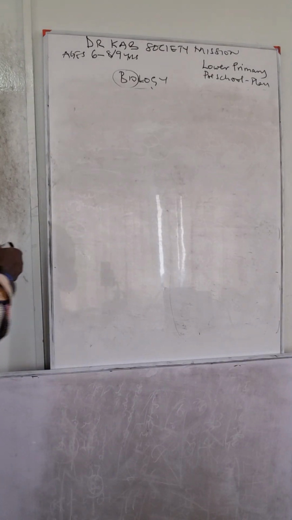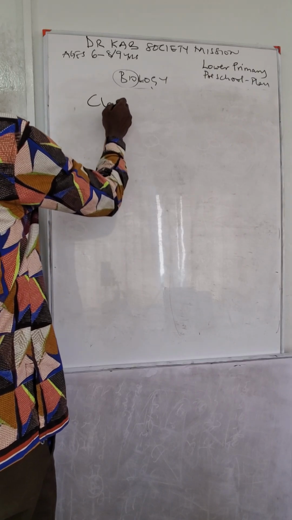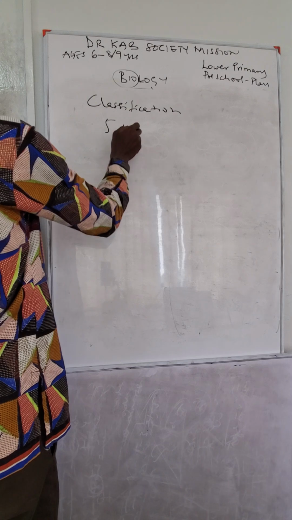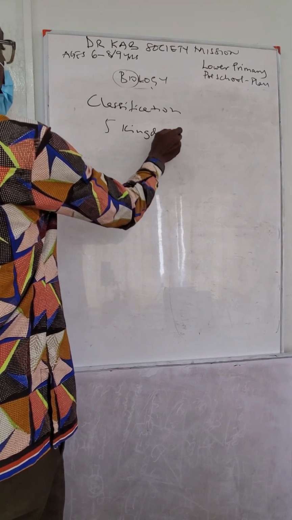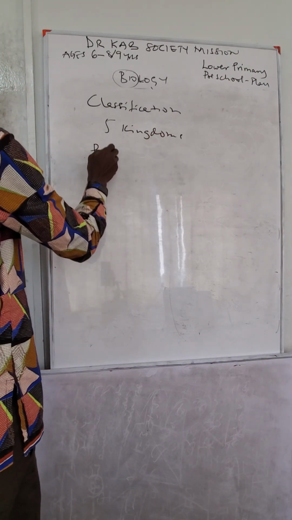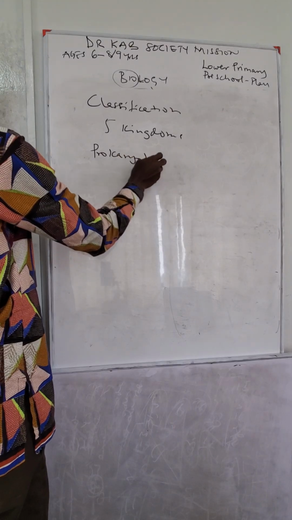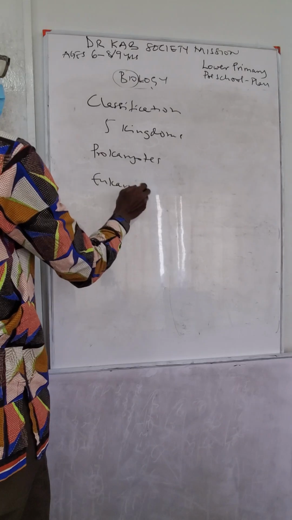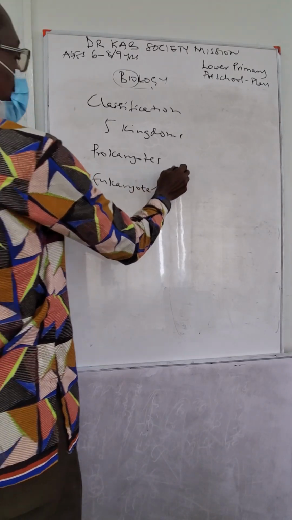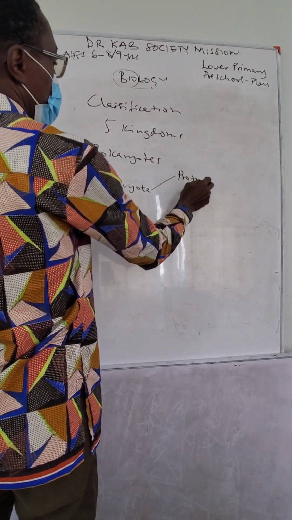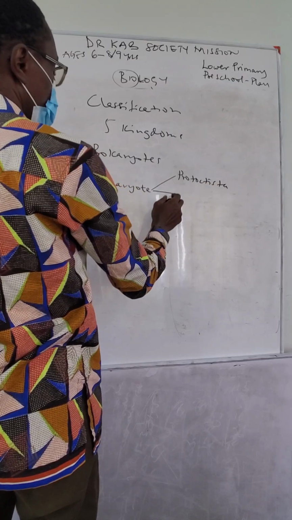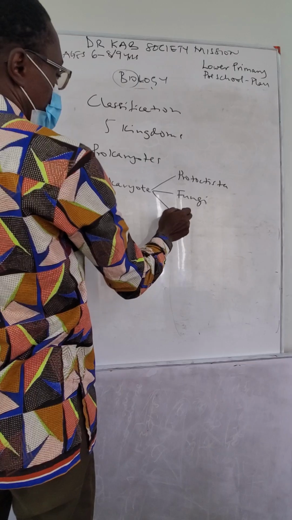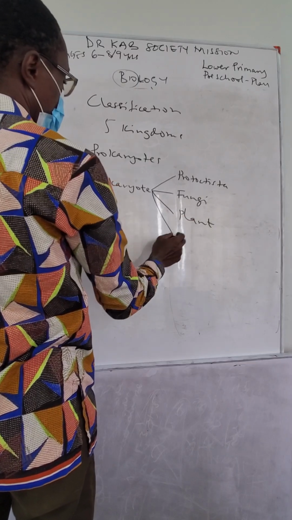Now let's see. Okay. So classification. We have 5 kingdoms, okay? So we must note them. Prokaryotes, and the eukaryotes. The eukaryotes, we have what? Protista. So note the spellings. We have fungi, plants, we have animals, okay?